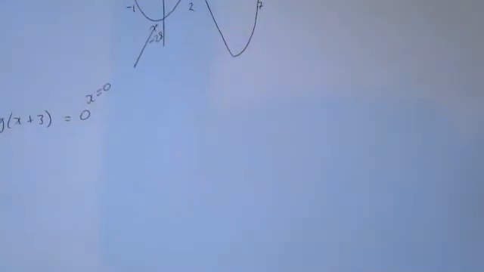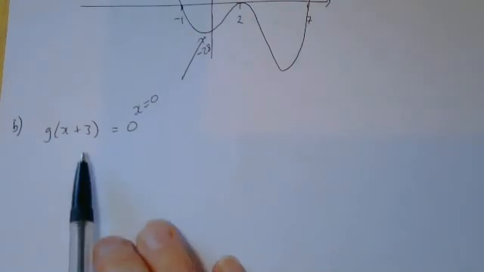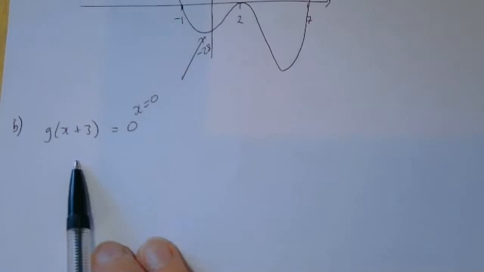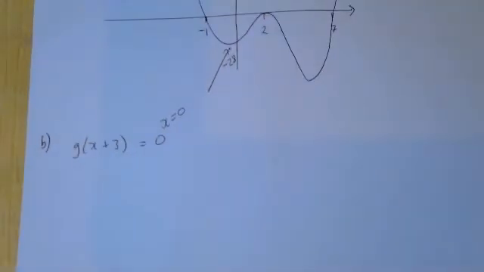Right, a write down question. Write down the roots of the equation g of x plus 3 equals 0. Right, now think. This is a write down. We shouldn't need to do anything. What does this picture look like? Well, this was g of x, and this was his picture.